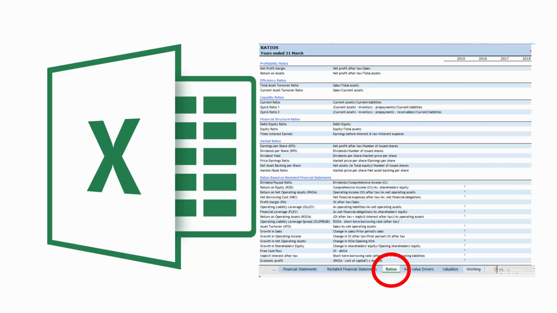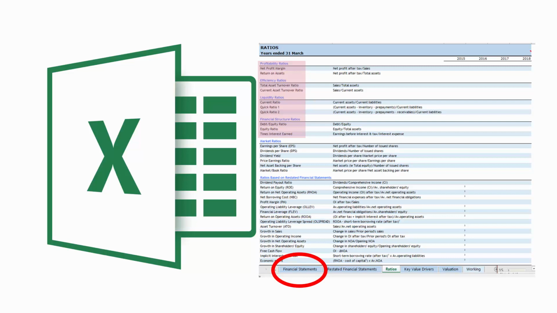For the ratios under the headings Profitability Ratios, Efficiency Ratios, Liquidity Ratios, and Financial Structure Ratios, calculate these ratios based on figures taken from your firm's financial statements by linking to cells in the Financial Statements worksheet.